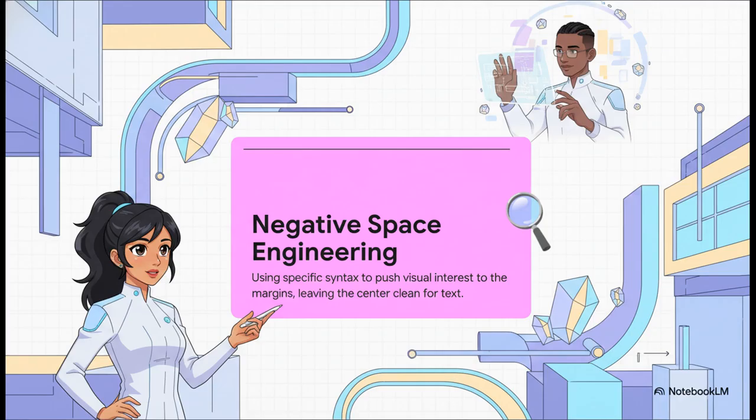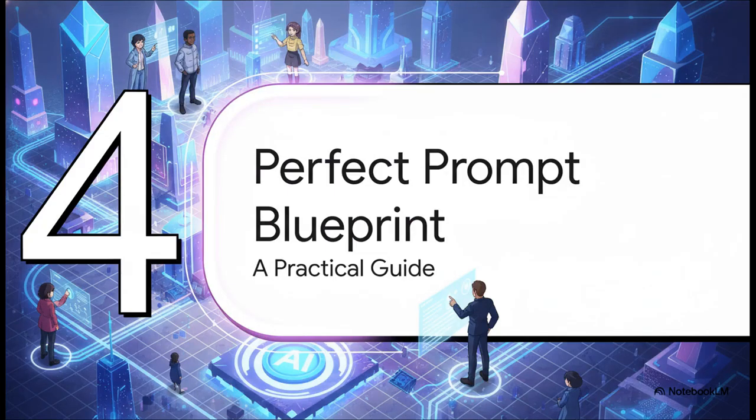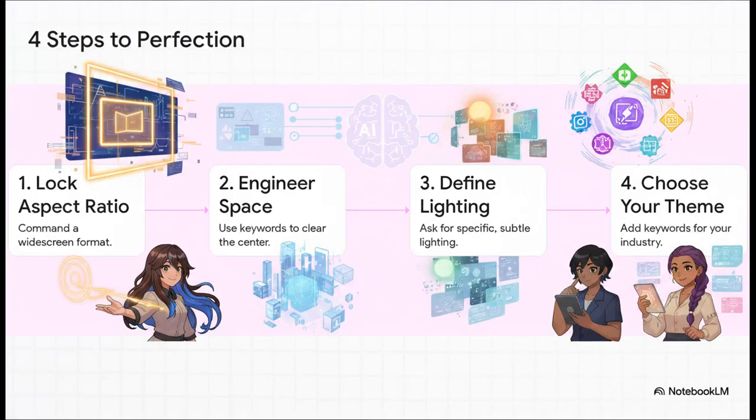Pretty cool, right? All right, so this all sounds great in theory, but how do we actually do it? Let's get practical. I'm going to give you the perfect prompt blueprint, a simple formula you can use to get amazing results every single time. And really, it just boils down to these 4 simple steps. Once you start following this structure, you're not just crossing your fingers and hoping for a good result anymore. No, you are giving the AI a very precise set of technical instructions to build exactly what you need.